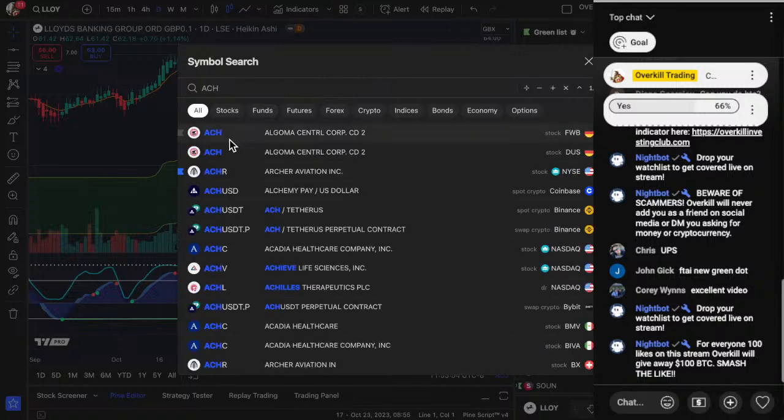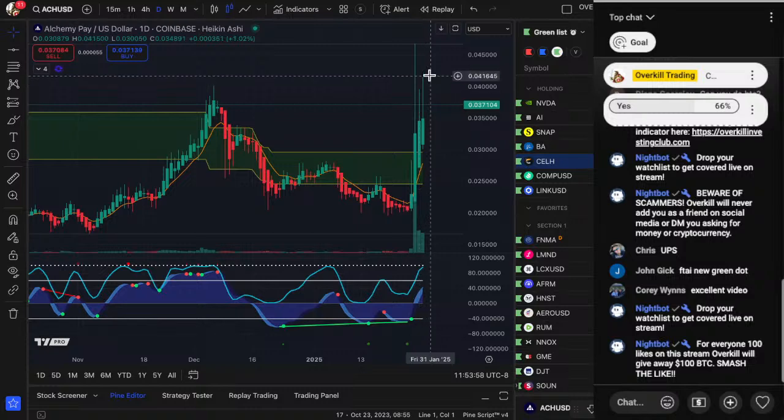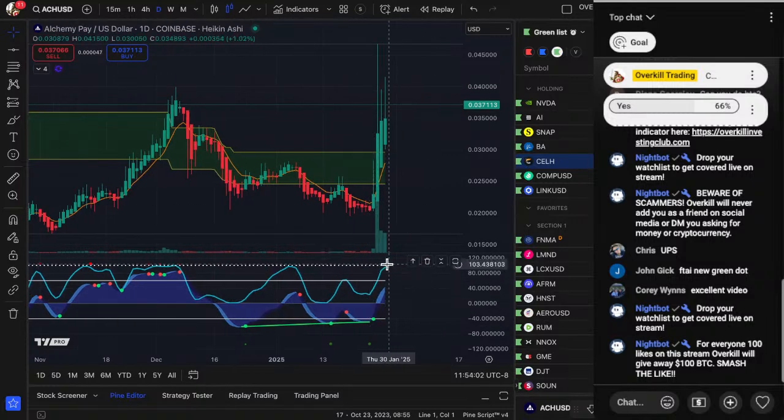ACH crypto, I think we covered that one. ACH, that thing's just, I would take some off here. Again, that's stochastic RSI touching that white dotted line. I'd sell 25, 50% up here. Okay, that's a big move. That's a really big move. If you're up 100%, you could take 50% off, and you can get your initial investment out and let the profits ride.